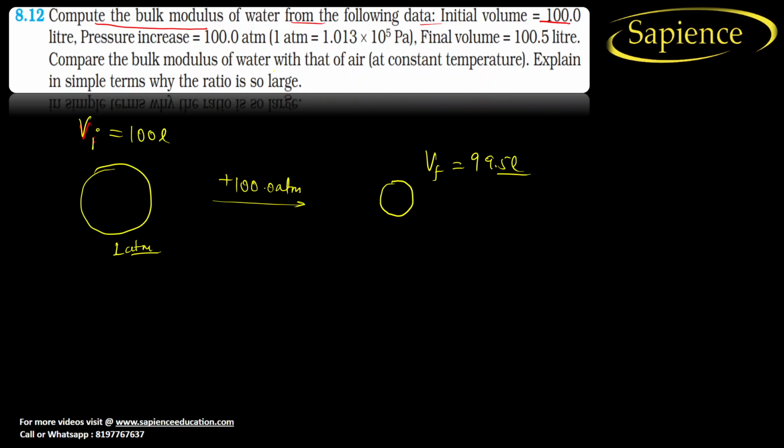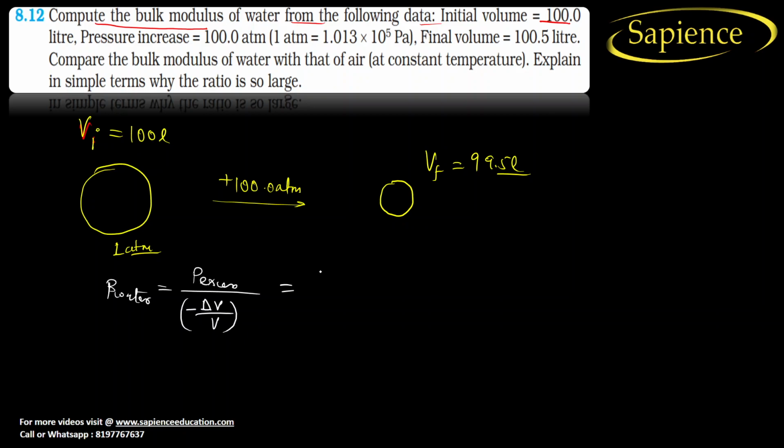Okay, now compare the bulk modulus of water with that of the air at a constant temperature. So first of all, we need to find the bulk modulus of the water. We know that the bulk modulus of water is equal to the excess pressure divided by the change in volume divided by the original volume, but it will be negative because the volume is decreasing, so that's why we have put this.